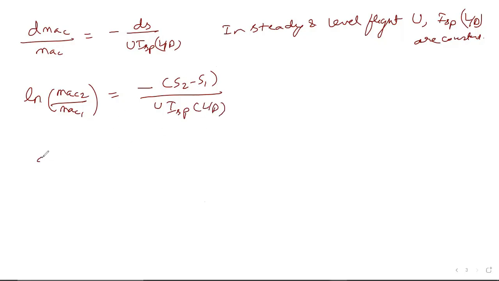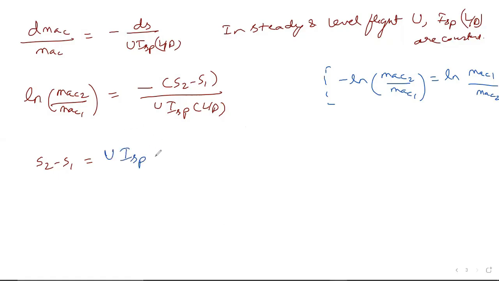Now if I have to calculate s2 minus s1, the minus will go to this side, and when the minus of ln is there, this will change. I am writing here so that you don't get confused. Minus of ln of mac2 by mac1 will be basically ln of mac1 upon mac2, right? So the denominator changes. So it's basically s2 minus s1 equal to u Isp L by d ln of mac1 by mac2. Great, so this is basically the formula.